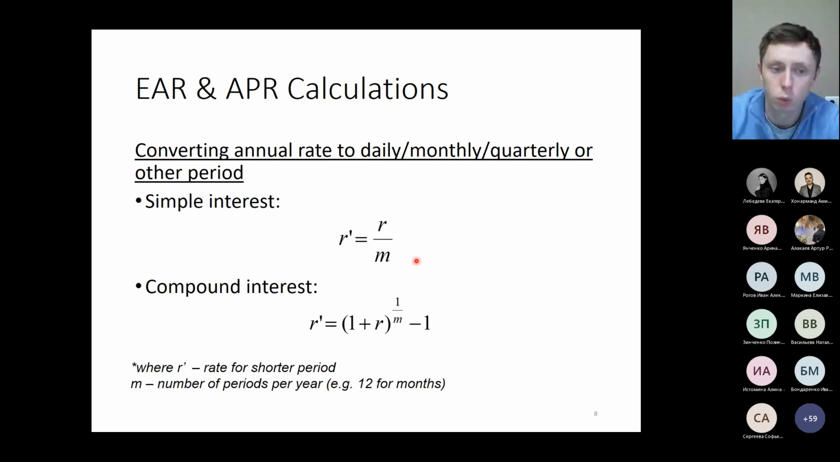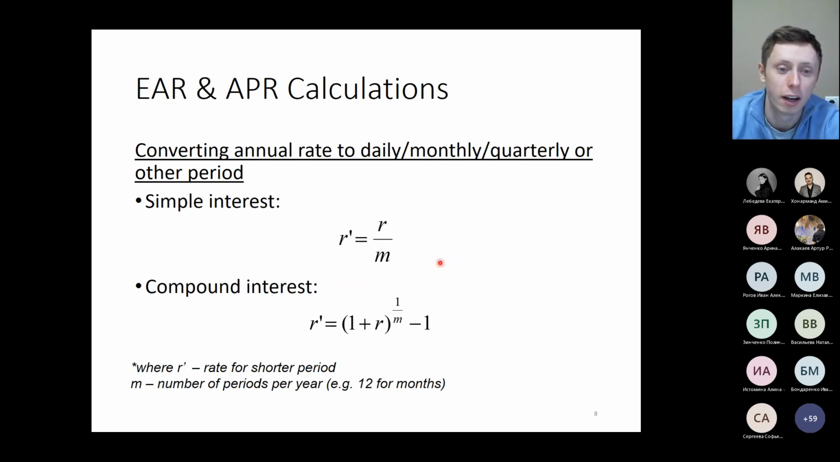This is what we do. If we have a simple interest rate, we would just divide it by the number of periods. Let's say from year to months, what would be the M in this case? 12. 12, Farina, great. And if it would be quarters, from year to quarters? 4. Good. Yes, so this is easy.